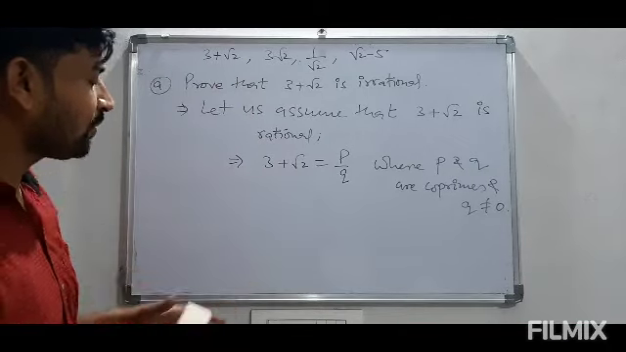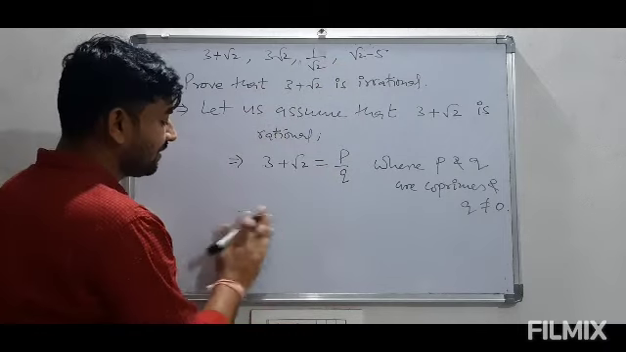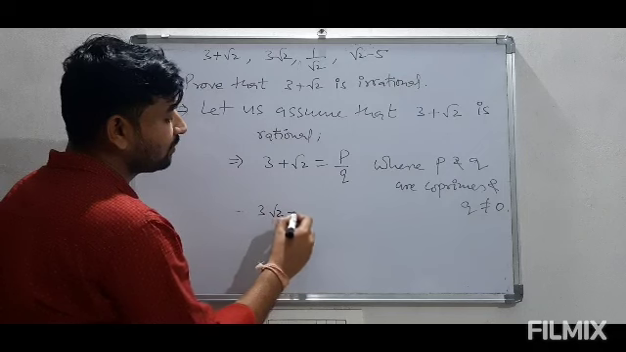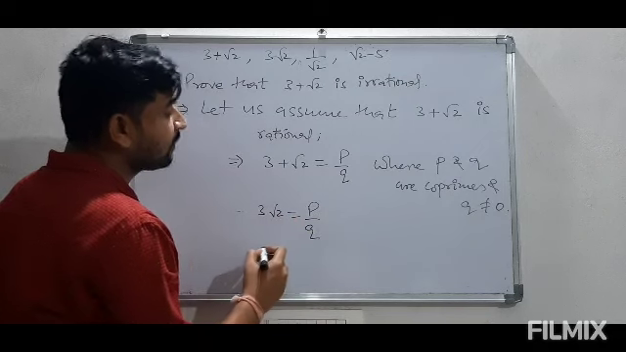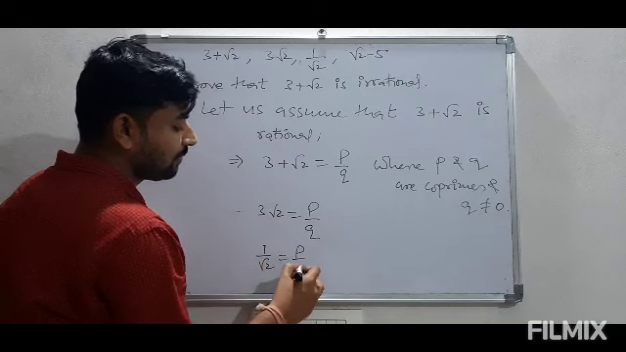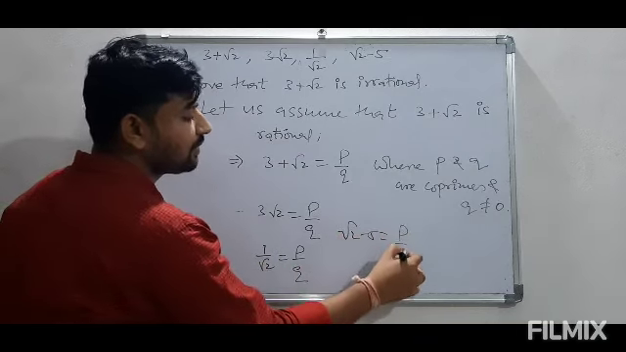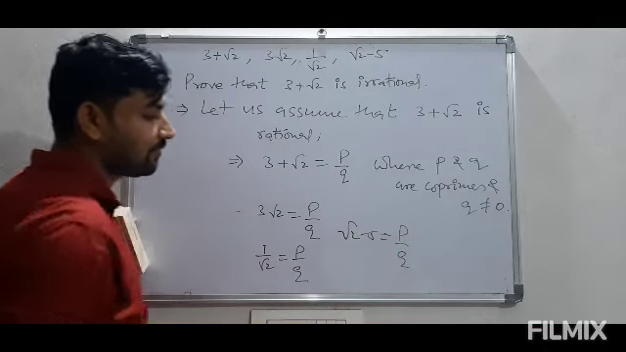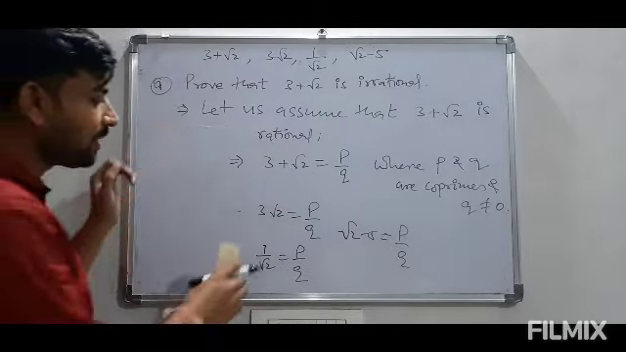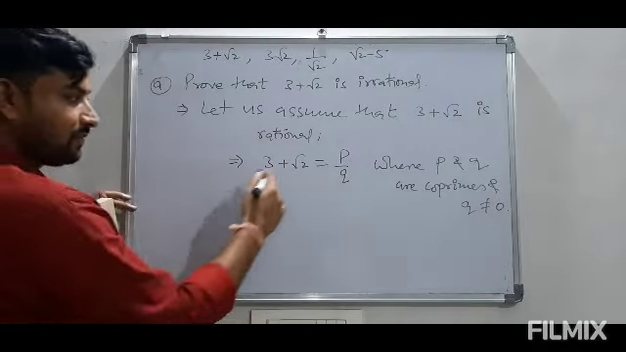Now from this, for every case we have to write like this: 3 plus root 2 is p by q, or 3 root 2 is equal to p by q, or 1 by root 2 is equal to p by q, or root 2 minus 5 is equal to p by q. The same will be written for all parts. So I will be taking them one by one. So the first part is like this. So we have taken this.